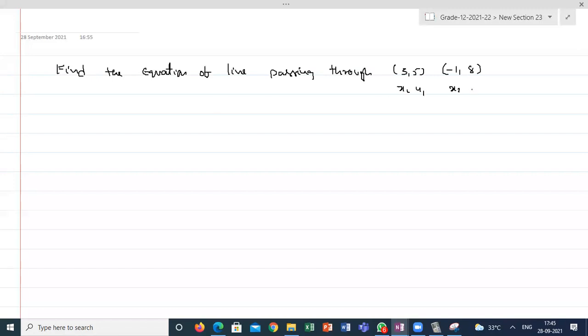Find the equation of line passing through (3, 5) and (-1, 8). So this is your x1, y1, x2, y2. I already told you (y - y1)/(x - x1) = (y2 - y1)/(x2 - x1). So (x, y) is any point.